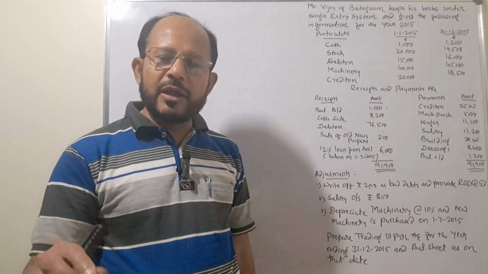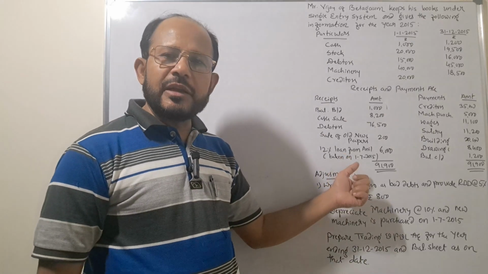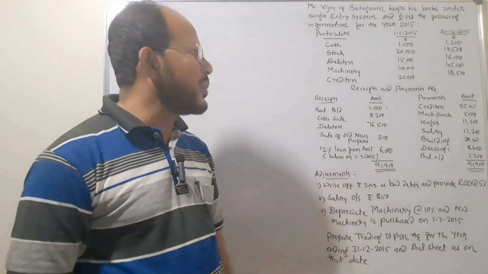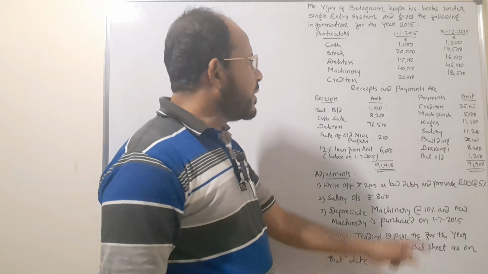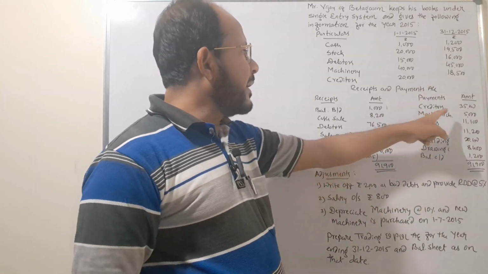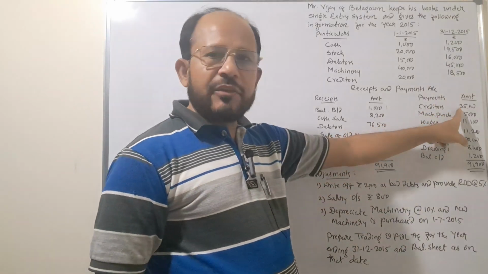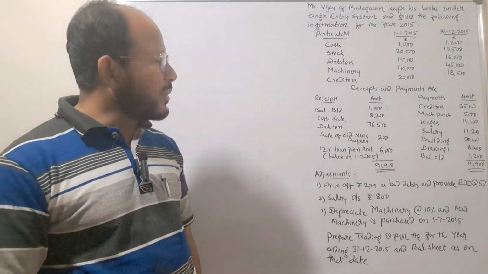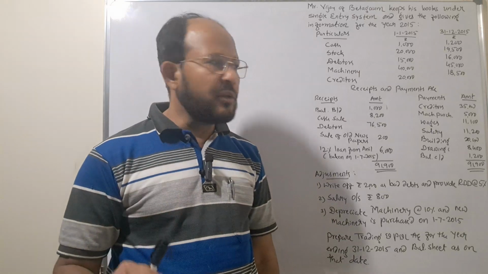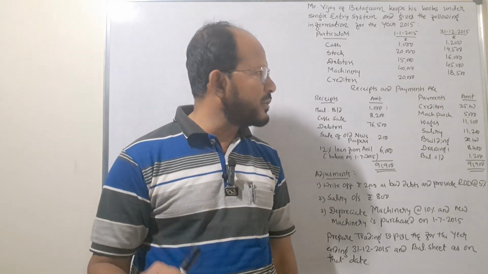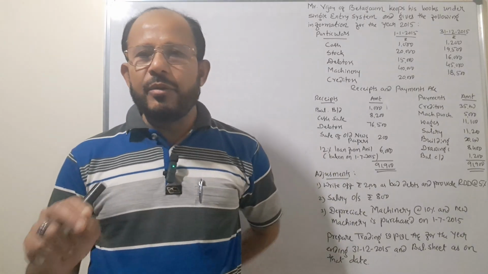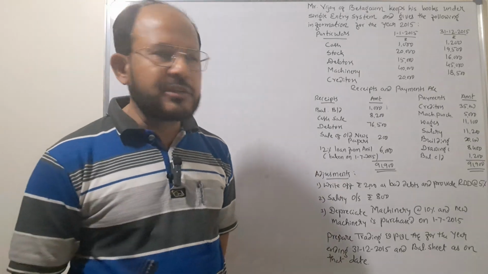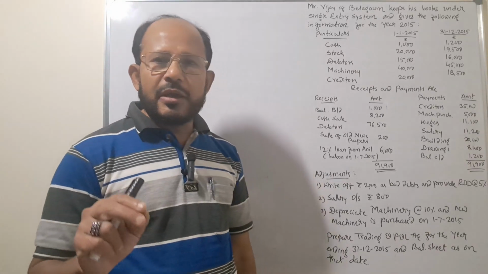For that, we have to assume that whatever interest comes, that is the outstanding interest on such loan. Next one is on the payment side, you see creditors rupees 35,000 is given. What is the meaning of this? It means during the year 2015 Vijay has paid rupees 35,000 to whom? To his creditors.